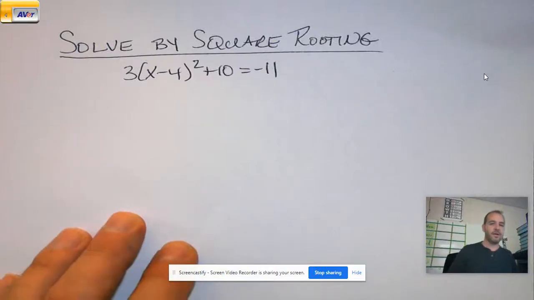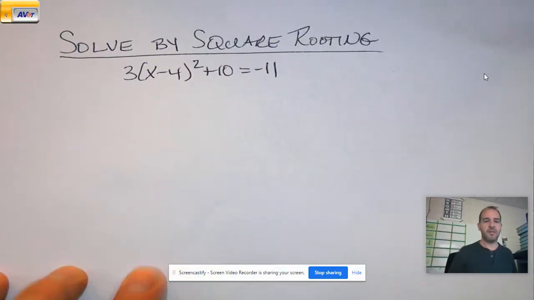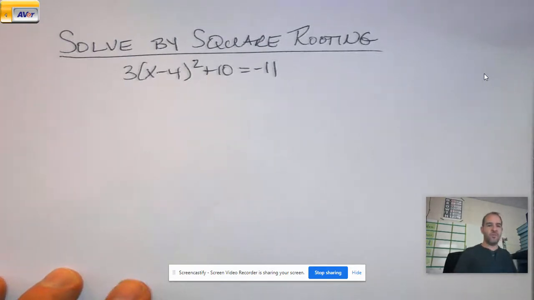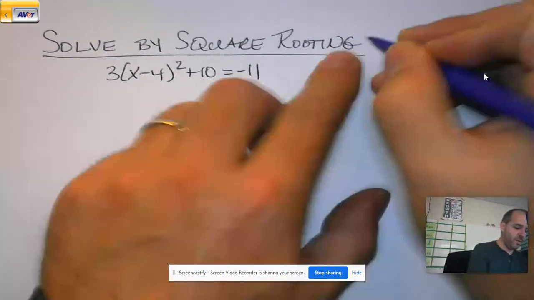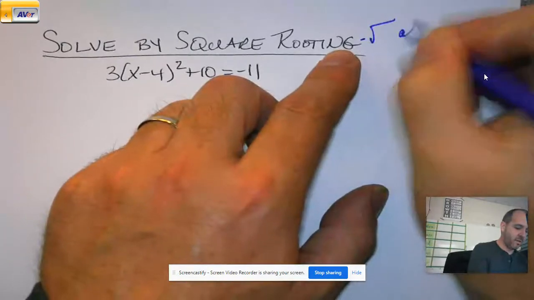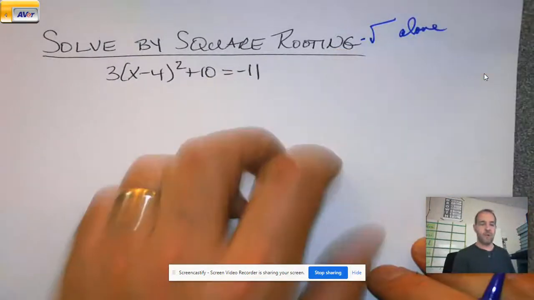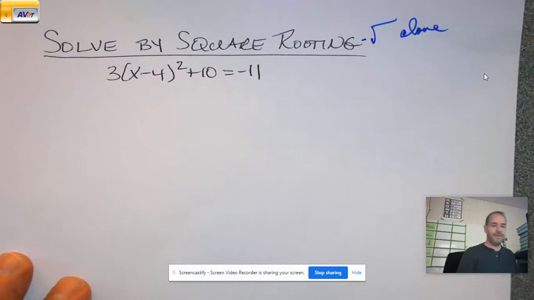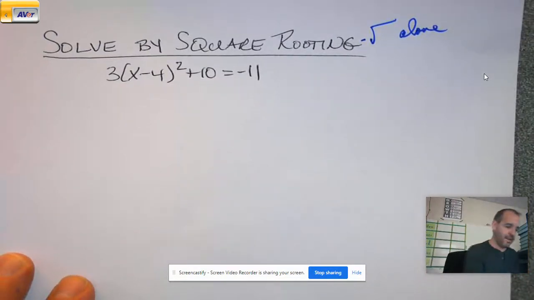Hey, all right, we're on to the next problem here. We're going to be solving by our second means, which is by square rooting. So when we're doing the solving by square rooting, the main thing to remember is we need to get the radical alone before we do anything else. So the radical. Now see, Freudian slip, I'm using the radical later.